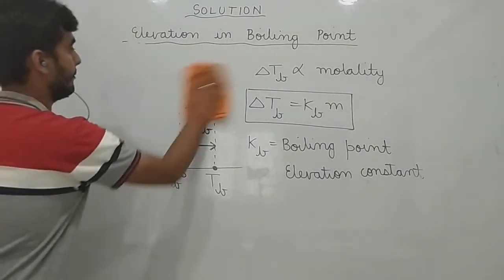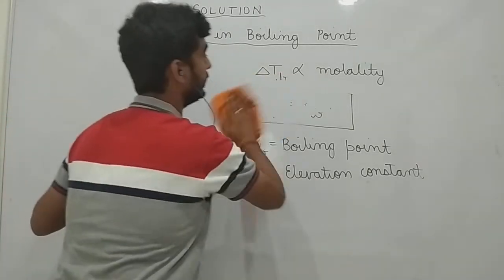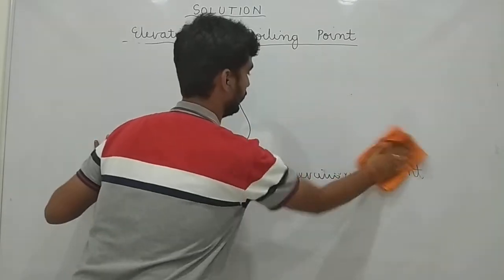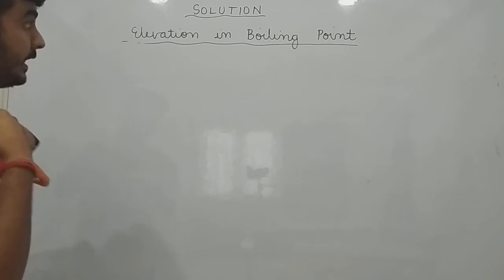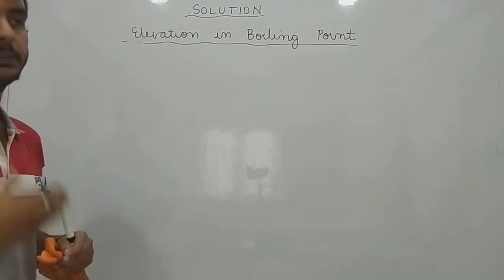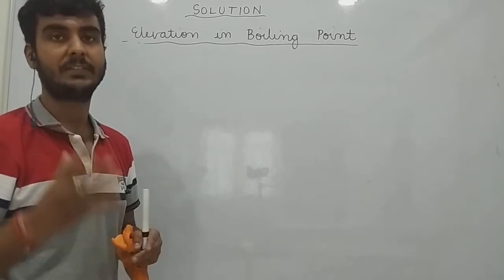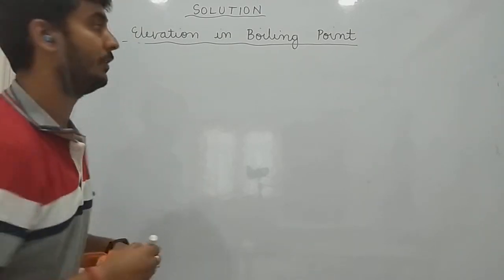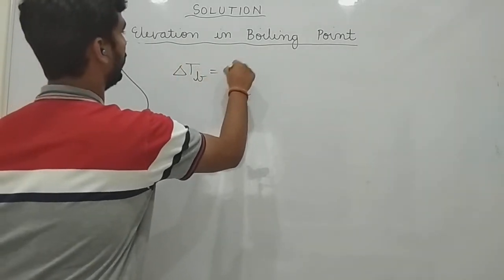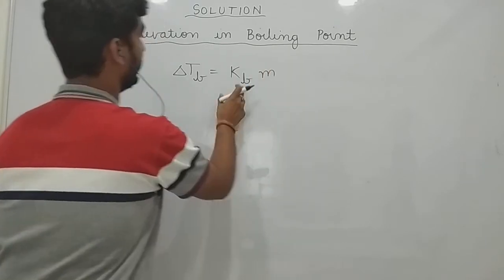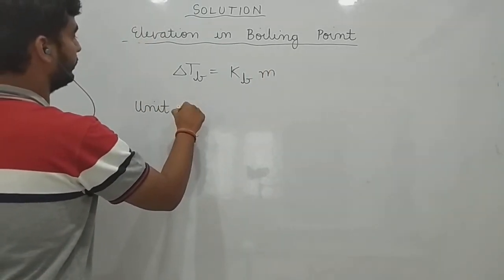So let us see what is the unit of Kb. Remember, this Kb is not the same for all solvents. It is different for different solvents, so Kb will have different values for different solvents. So ΔTb is equal to Kb into m. Now what will be the unit of Kb?